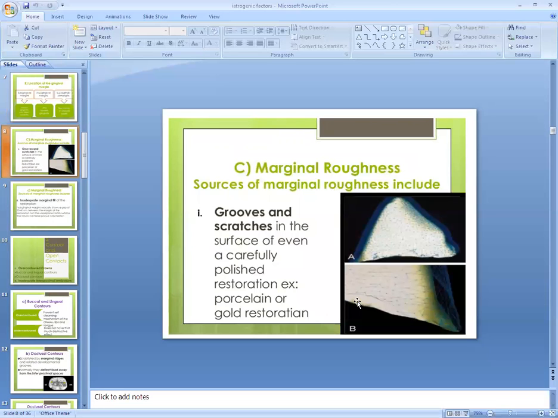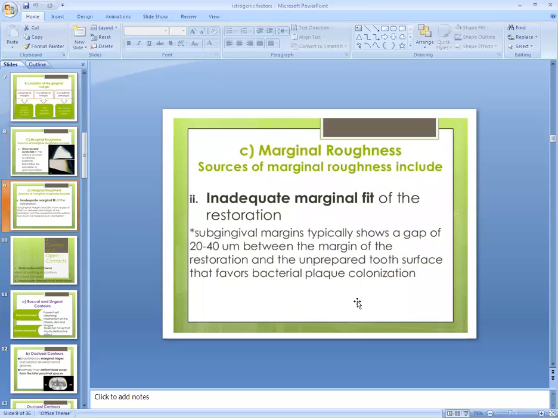Next factor is the marginal roughness. Marginal roughness includes grooves and scratches. When grooves and scratches are present, they cause further food accumulation. Grooves and scratches on the surface of even fairly polished restorations, for example porcelain restorations and gold restorations, lead to the accumulation of plaque and cause periodontal diseases.